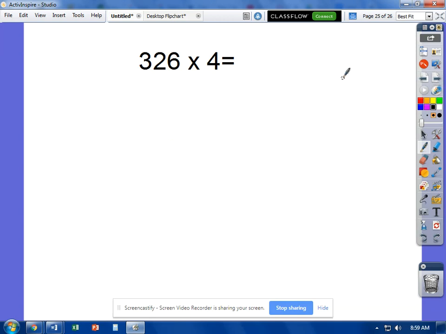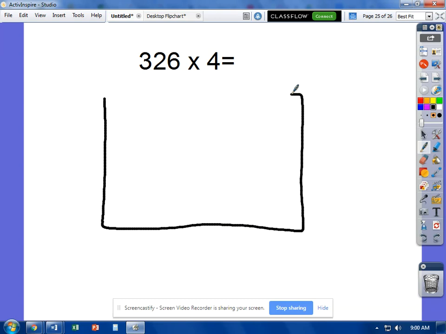So the first problem we're going to do is 326 times 4. The first thing I'm going to do when I draw my area model is draw my box, and I make it big enough that I can do all of my work in without trying to smush it all together. Then the next thing I'm going to do is figure out which number is bigger. I know that 326 is larger than 4, so I'm going to take 326 and expand it.